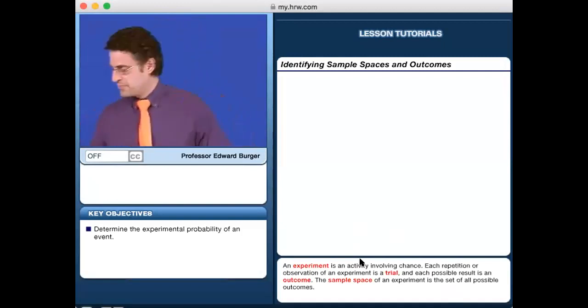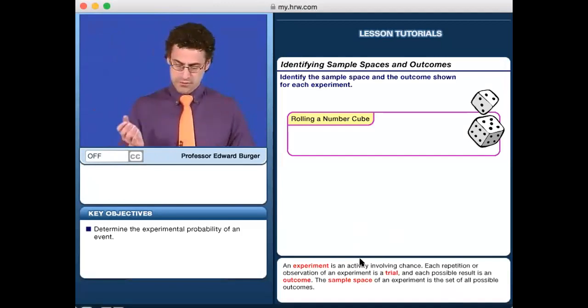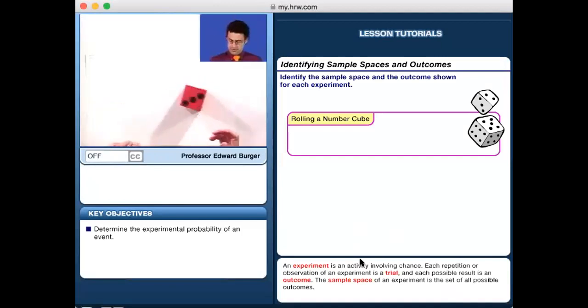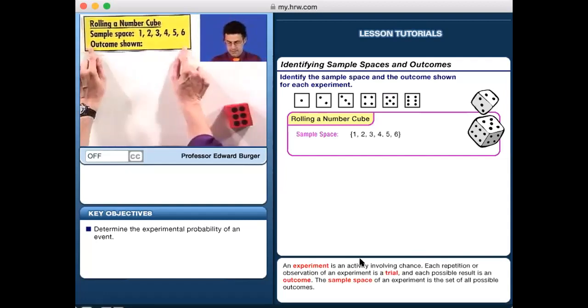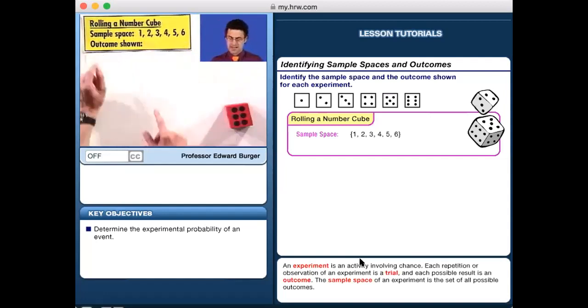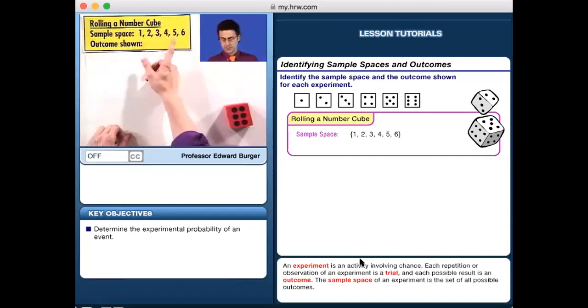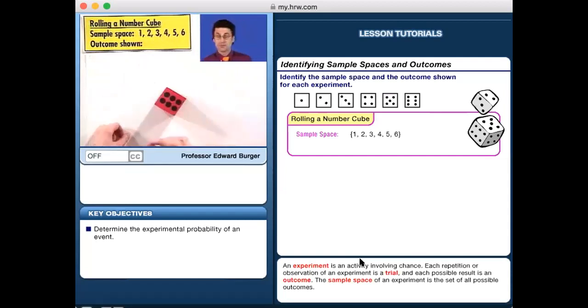If you take, for example, a familiar number cube, you can imagine rolling it and seeing what number you get, 4, 3, and so forth. Well, what would be the sample space of rolling a number cube? It would be the list of all possible outcomes. So that means it would include 1, 2, 3, 4, 5, and 6. In fact, the sample space would be precisely this set, the set consisting of 1, 2, 3, 4, 5, 6. That's the sample space for rolling a number cube.